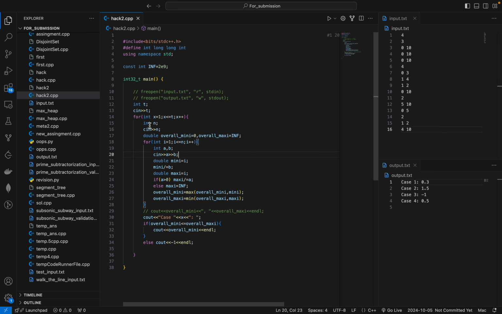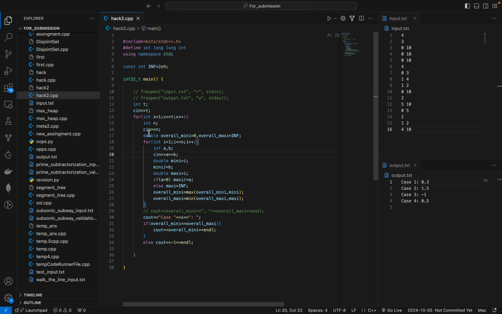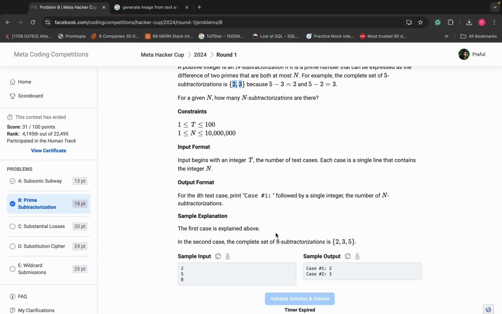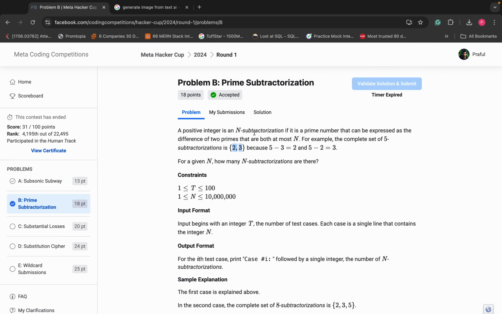So firstly let's take the input. There are basically only two inputs. First one is t and the second one is a single integer n. So now notice we will be given n, so up to n we have to tell how many n subtractions will occur, and also both the numbers should be less than or equal to n, whose difference will be that prime number.